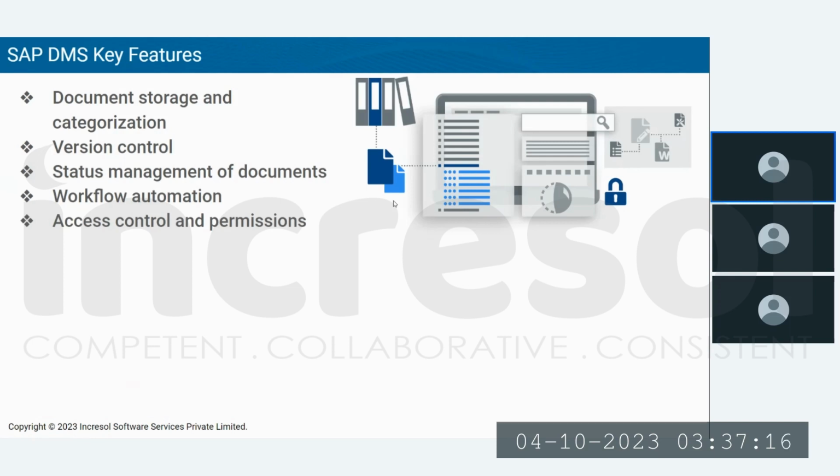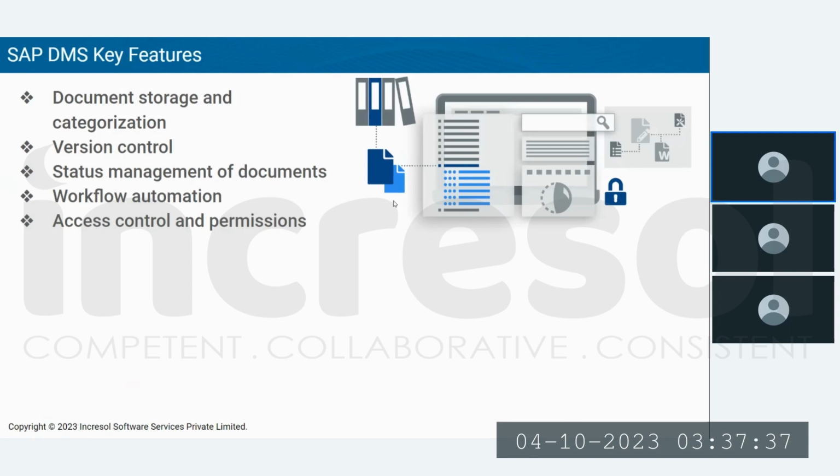And the most important thing is access control and permissions. Because you are dumping a lot of documents in a single place, security is going to be the biggest and most important thing. There are various ways to control access in the SAP DMS framework. You can enable the right access to the right people only. The documents can be accessible to the right people only.